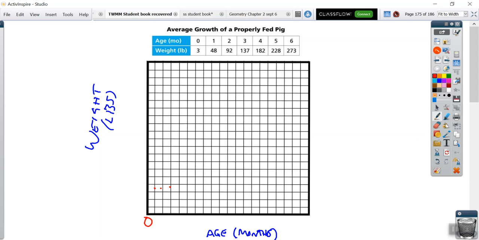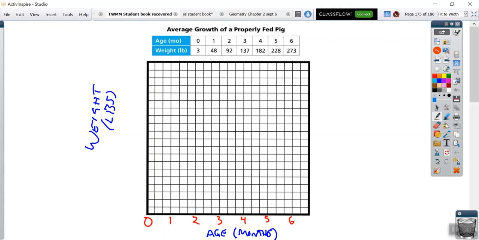We want to have the largest graph possible. So I'm going to go ahead and count 3 lines. There's 1 month, 2 months, 3 months, 4 months, 5 months, 6 months.